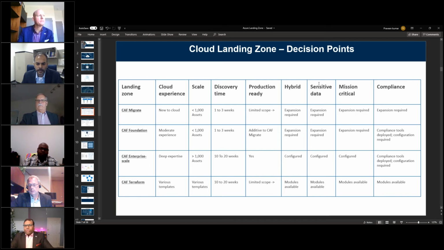And again, we also consider the sensitive data, mission critical, and compliance. Those things we would do at the small scale level. If you are just getting started, so new to the cloud, we basically go with this CAF migrate approach.